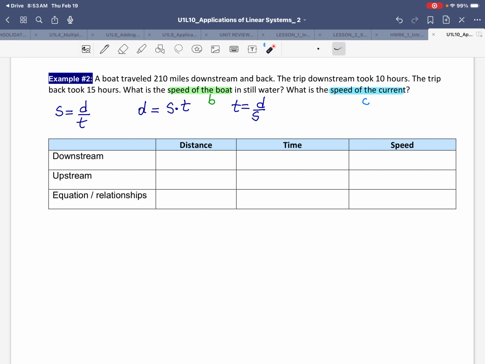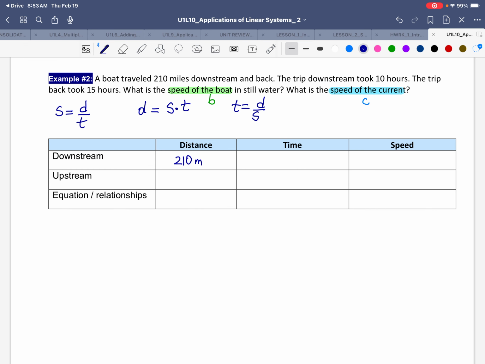most of the time. So create a chart with distance, time, and speed. And we have two situations, downstream and upstream. And you reserve the last row for the relationship that exists between the downstream and upstream motions. So about distance, you see that the boat went 210 miles downstream. So I'm going to write in here 210 miles.